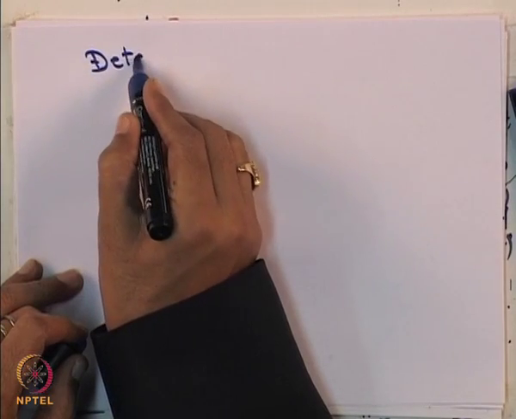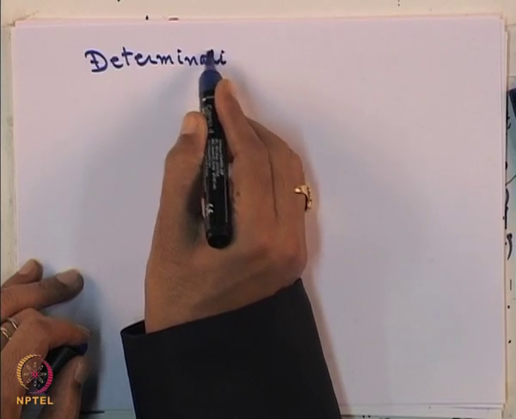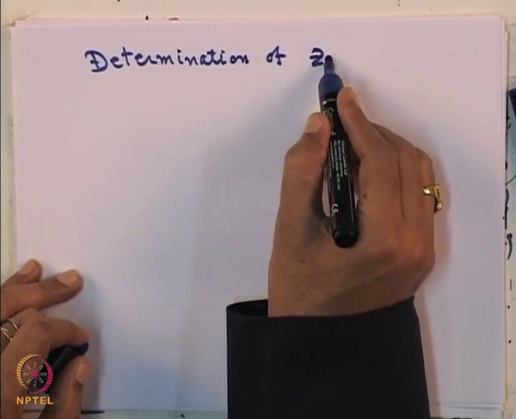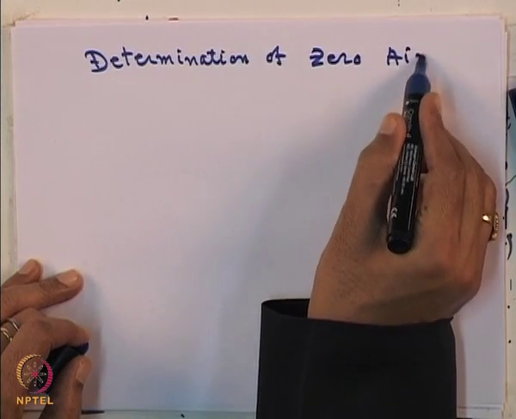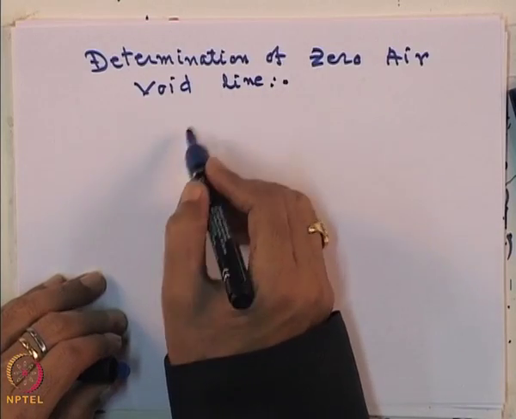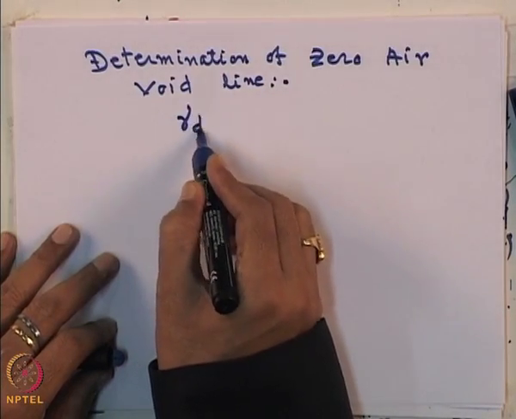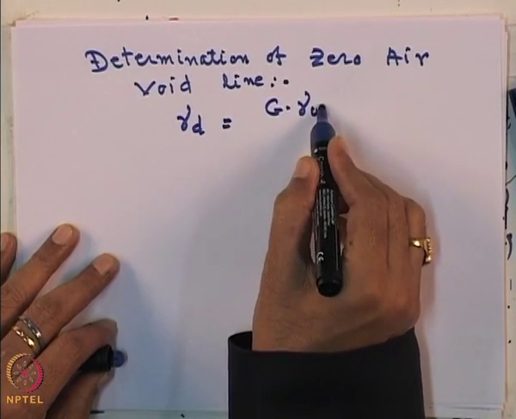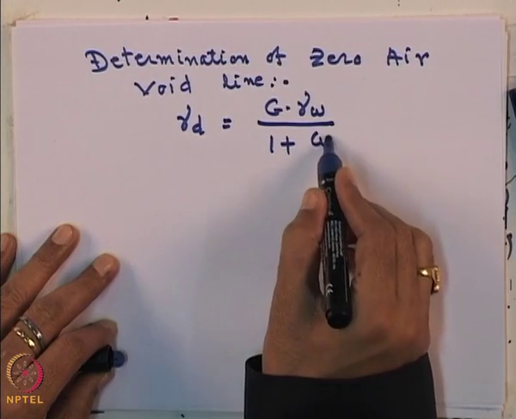You can also draw the zero air void line, and how can you draw the zero air void line? So, this zero air void line can be expressed as gamma d equals G into gamma W, divided by 1 plus W into G.